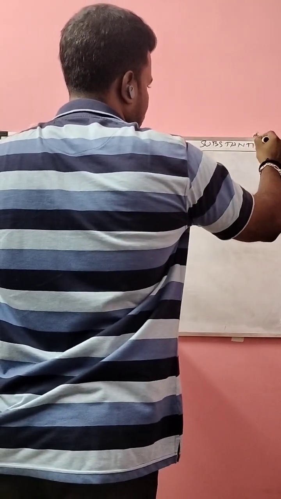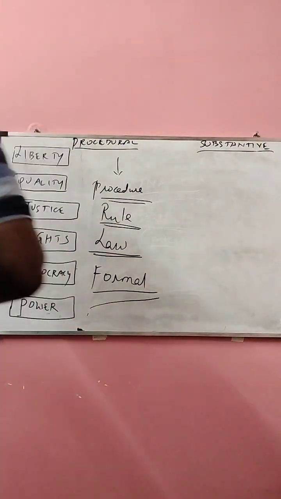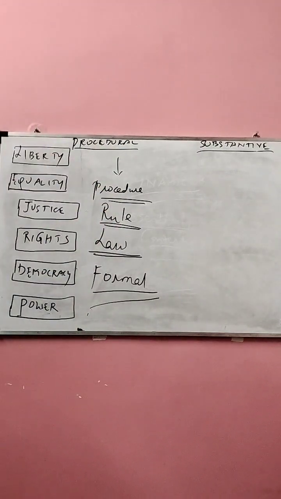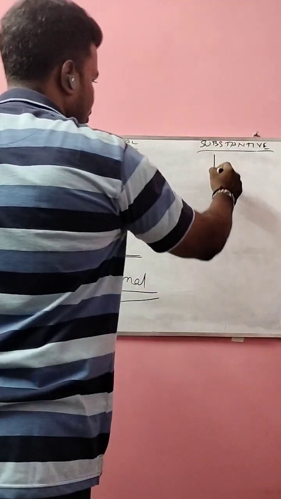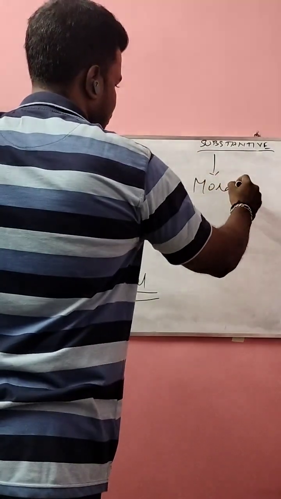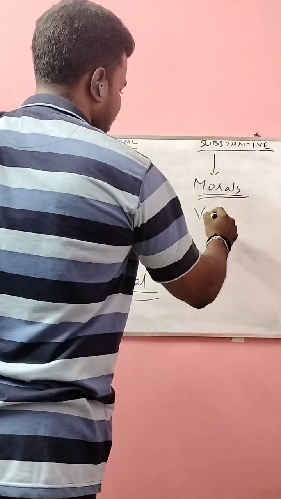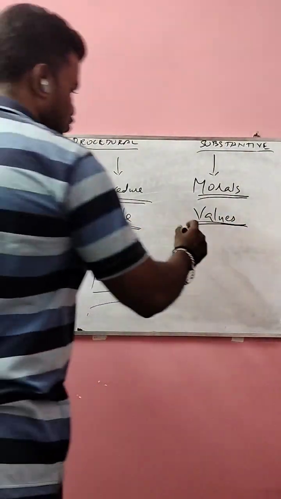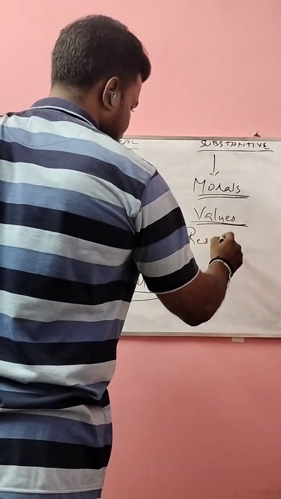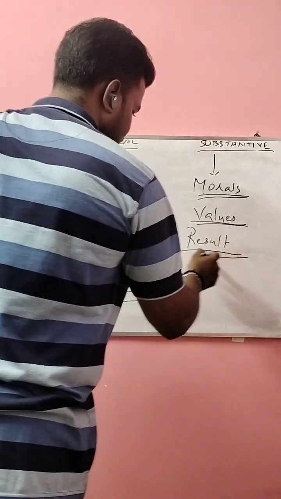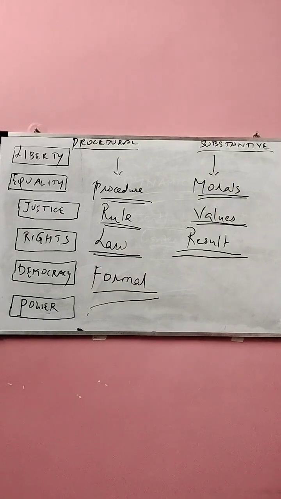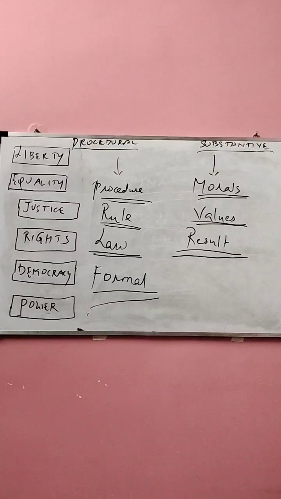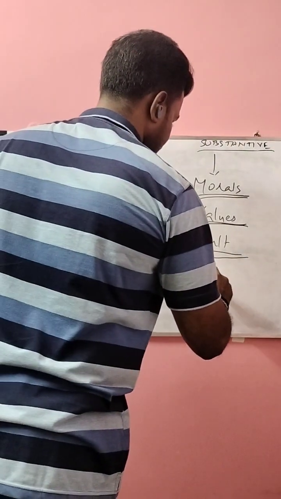On the other hand, substantive is more broad based compared to procedural. Substantive comes from the term substance. Substantive is related to morals, it is related to values, it is related to the result, it is related to fairness.